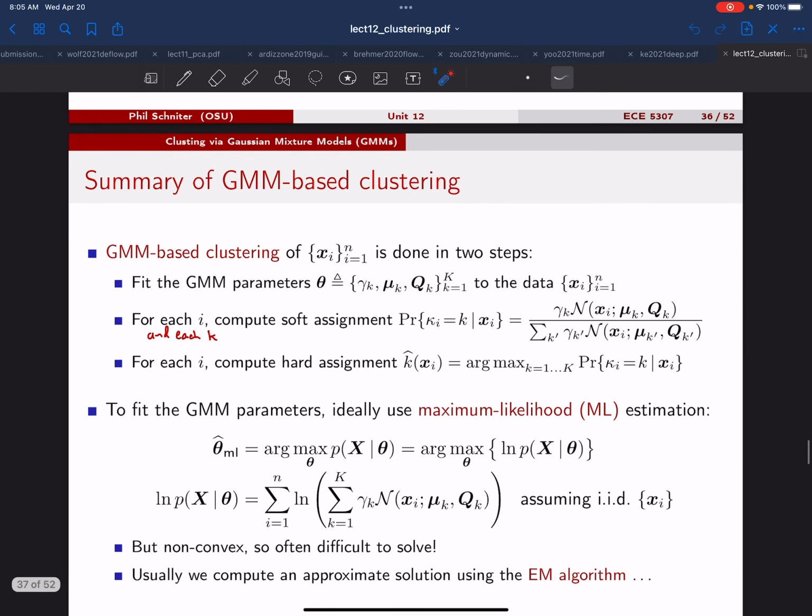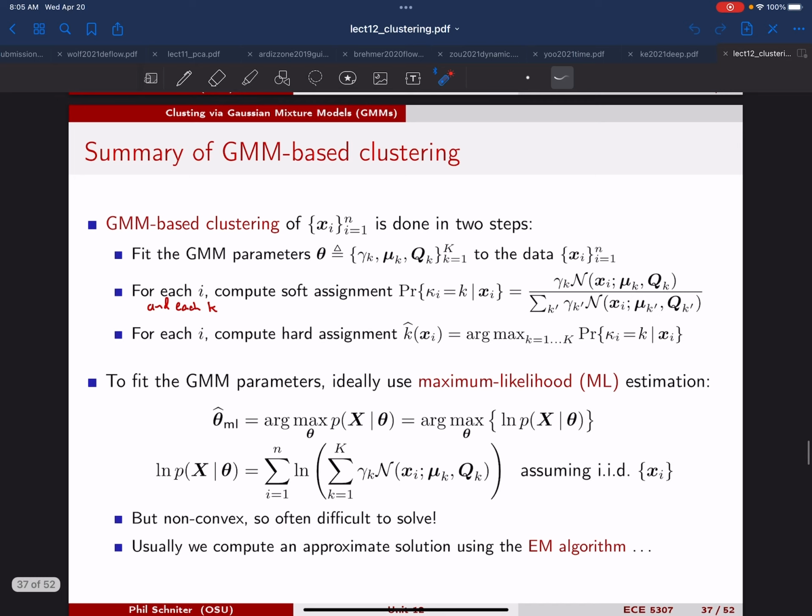Okay, so here's the summary. Given this data set of all these X's, we want to cluster every single element in our data set. So the first step, which we haven't described yet, but will be the main subject of today's lecture, is how to find all these Gaussian mixture model parameters from our data. Assuming that we've done that, our next task is to compute the probability that kappa i equals k for all the different k's, 1 through K, and also do this for all the different i.